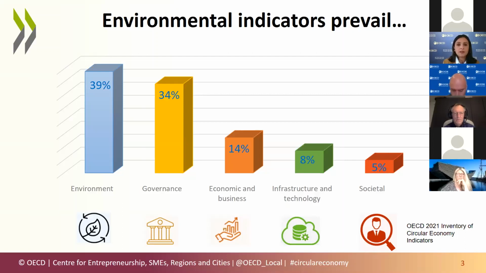Then we identify the category of economic and business, which includes indicators expressed in monetary units, such as value added of the circular economy, public investment in circular economy project, and those indicators that focus specifically on activities performed by and within companies. 88% related to infrastructure and technology indicators, so like, for example, the existence of technologies and spaces that boost the circular economy in cities and regions. And then 5% gathers indicators associated with employment and human resources.